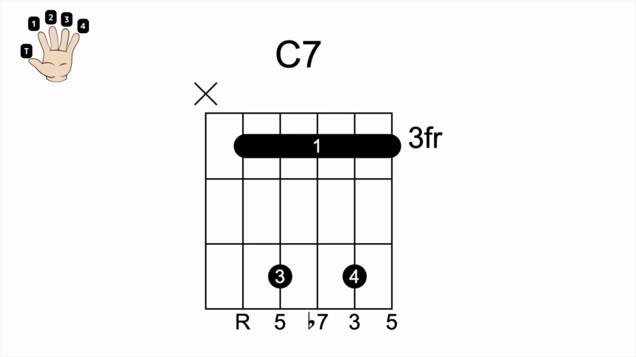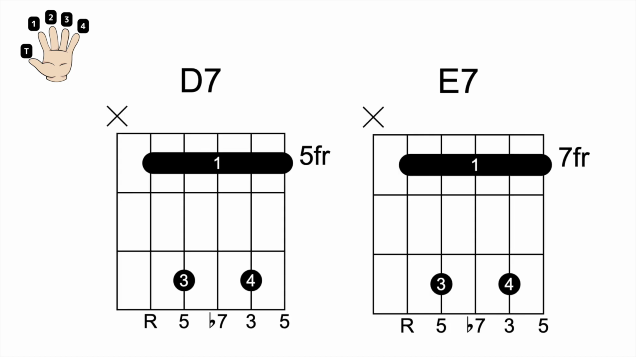If you want to play a C7 chord, bar all of the strings at the 3rd fret with your index finger. This is your root note, C. Your pinky finger plays the major third E on the 5th fret of the 2nd string. Your ring finger plays the perfect fifth, G, on the 5th fret of the 4th string. And your index finger plays the perfect fifth, G, on the 3rd fret of the 1st string. Your index finger plays the minor 7th, B flat, on the 3rd fret of the 3rd string.